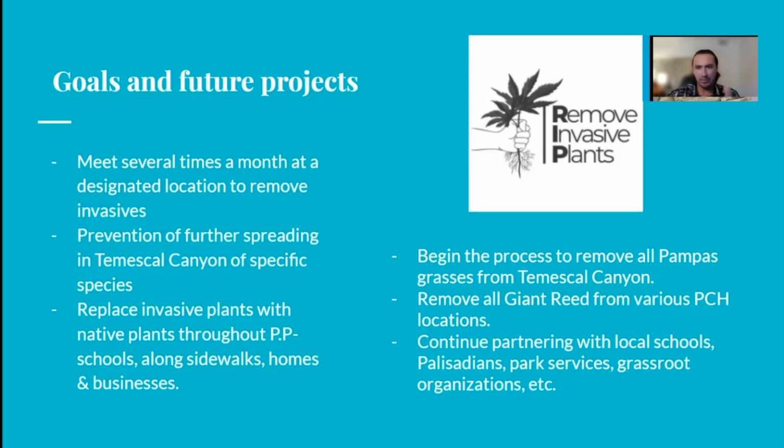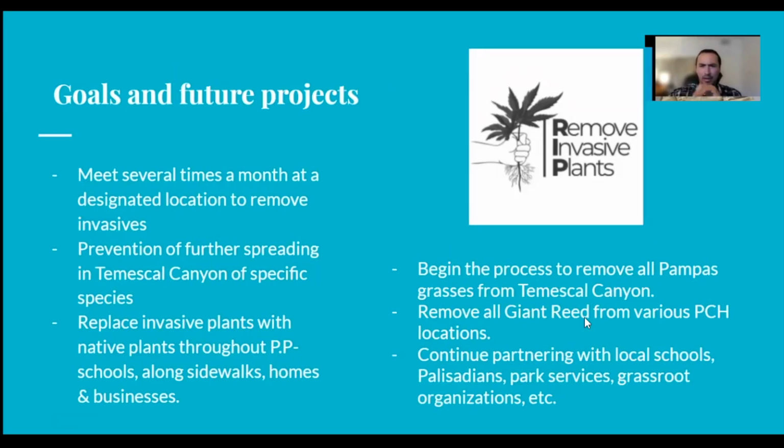I understand there's always that thought, oh, we just want something that's easy to take care of. Well, easy to take care of has gotten us to a point where our hillsides are covered in an easy plant like fountain grass that's now a huge fire hazard. So easy isn't always the best practice. We'd also like to begin the process of removing all pampas grass from Temescal Canyon and then move outward towards Pacific Coast Highway because they're all over there too.